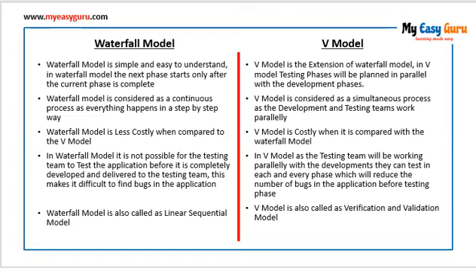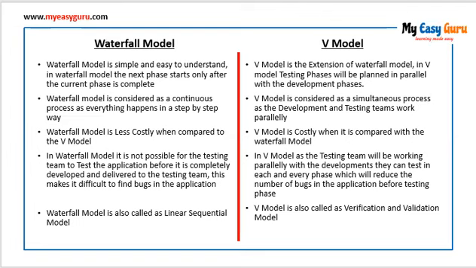It is because in case of waterfall model, the testing team comes into picture only after the whole application is being developed. And in case of V model, the testing team and development team come in picture together. That is why V model is more costly than waterfall model because you need more resources. So you also need to pay those resources.